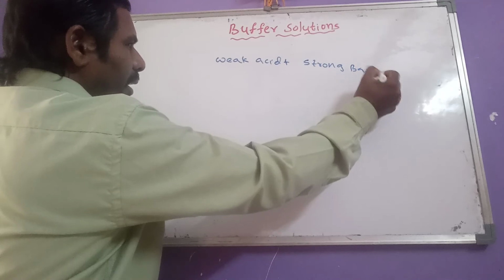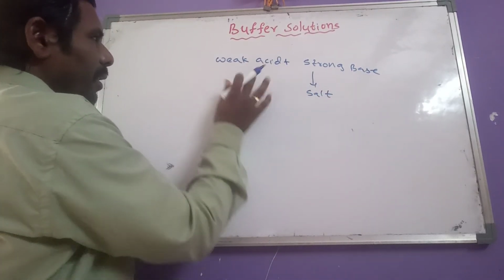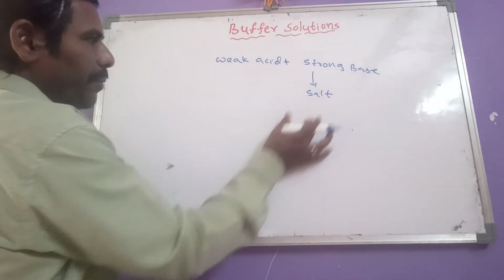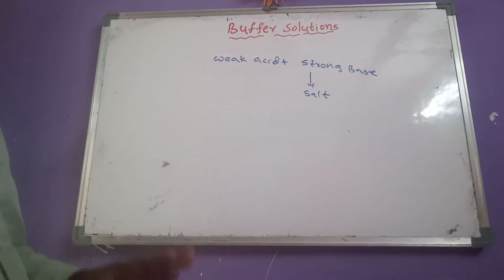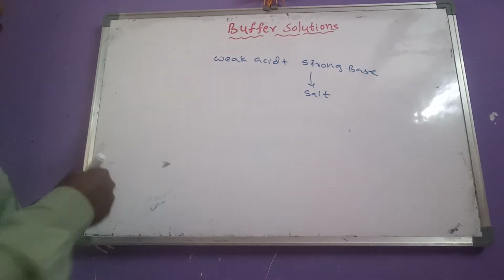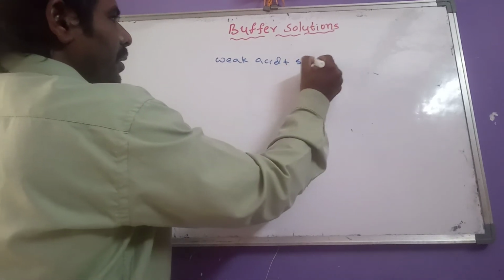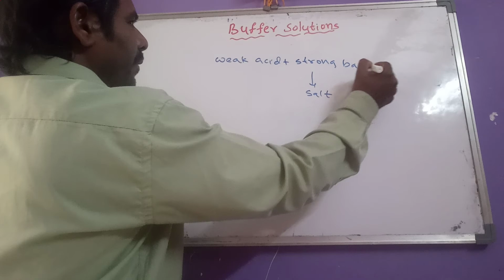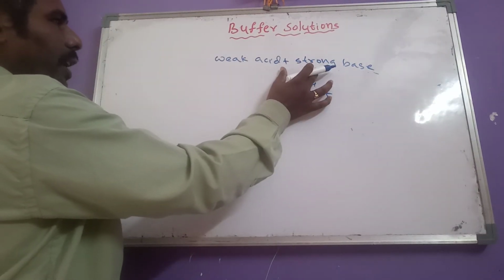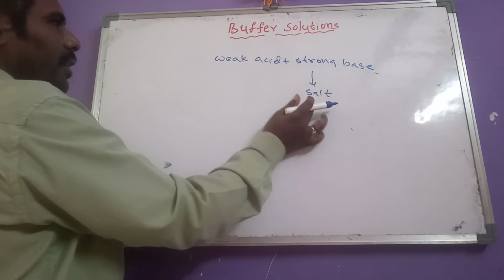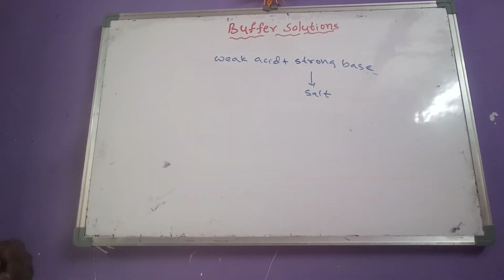If these two react, we get a salt. Now a weak acid plus salt mixture is said to be an acidic buffer. So I will explain clearly here. To form an acidic buffer, we should consider a weak acid and a strong base. Upon these two reacting, we get a salt. Now this weak acid plus salt mixture should be called an acidic buffer.